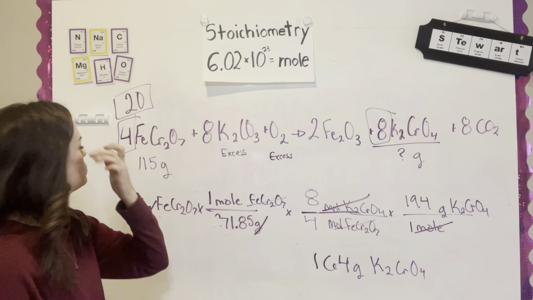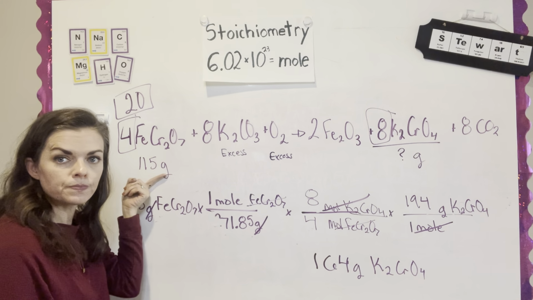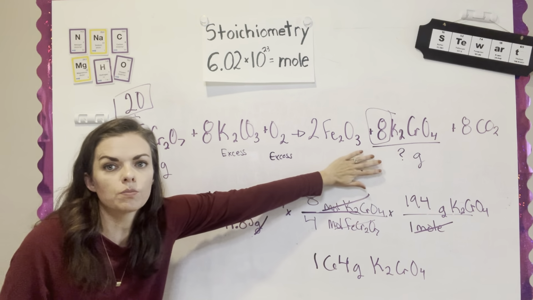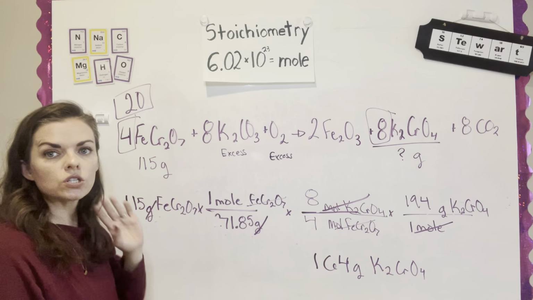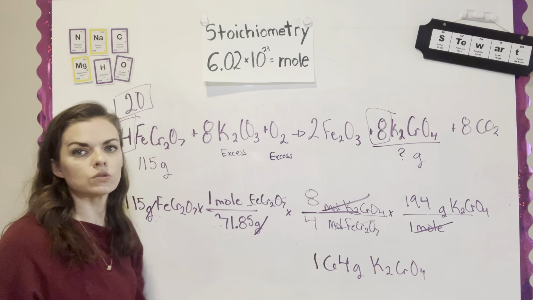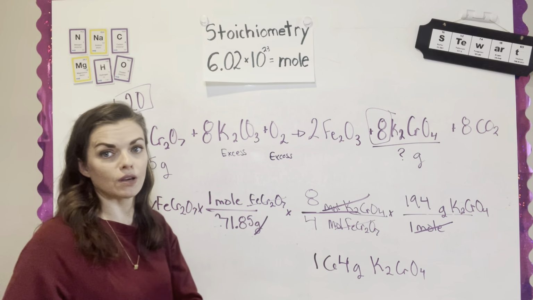But essentially what we did is we went from grams of this reactant to moles. Then we were able to go from moles of this reactant to moles of the product using the ratios from the balanced chemical equation. And once I was in moles of the product, I was able to go back to grams using the molar mass. Good job on the chapter 7 review questions.